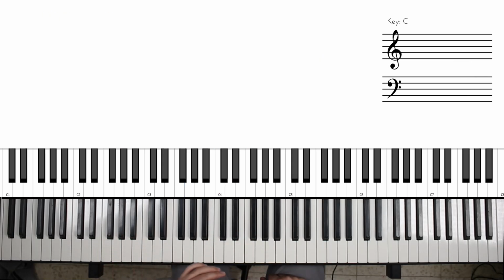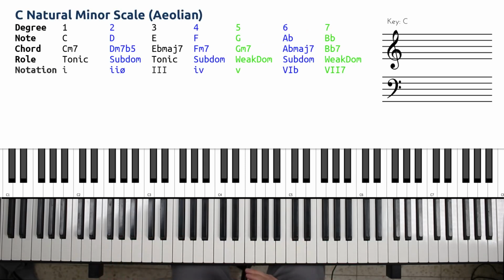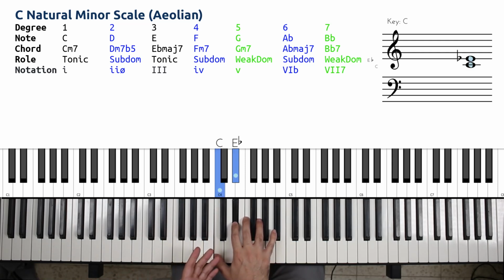Let's next try the natural minor, also known as the Aeolian. So the C natural minor scale is this. And we're going to do the exact same thing. Start with the seventh chord built on its root by playing the first, third, fifth, and seventh degrees, and moving it up. So what do we get?